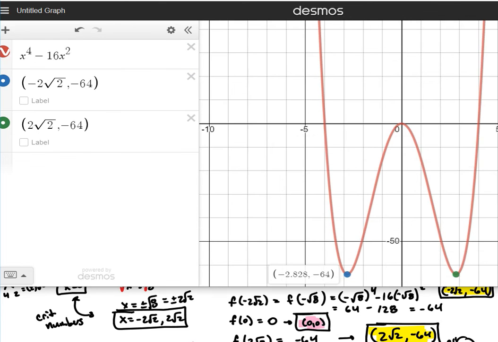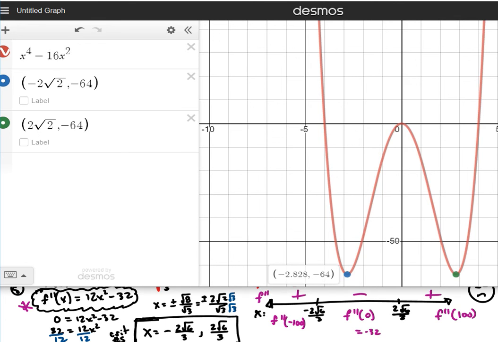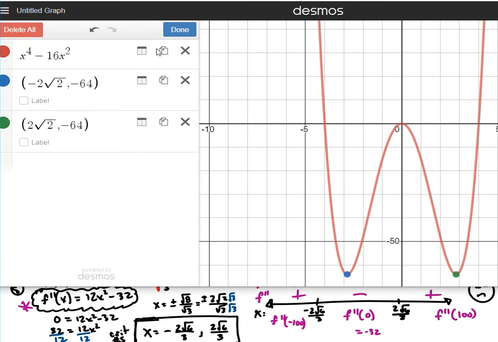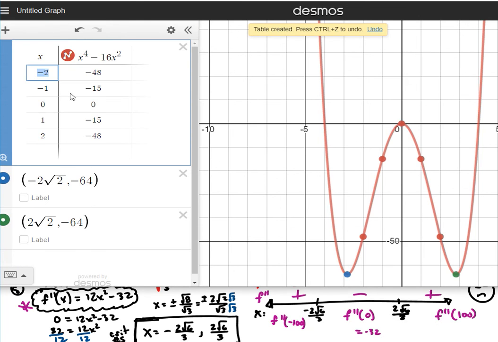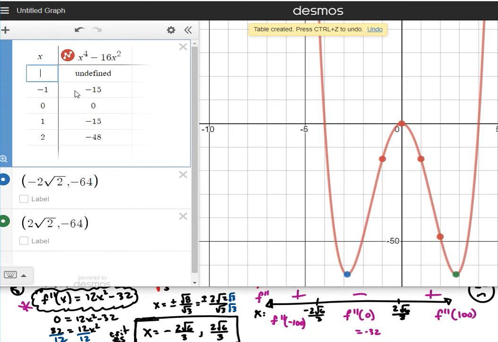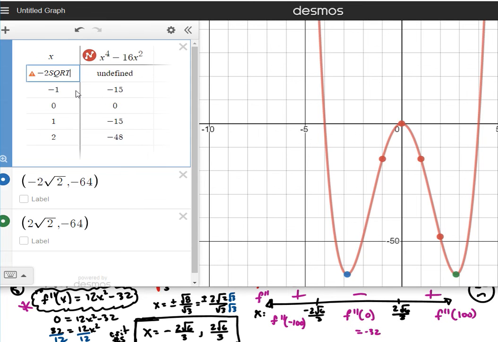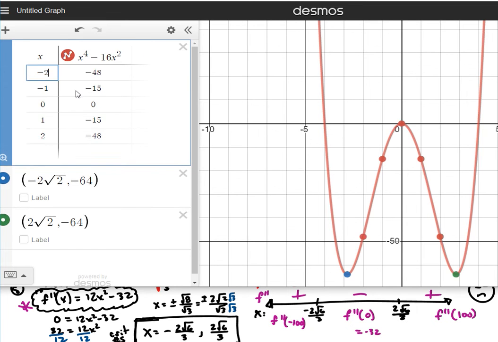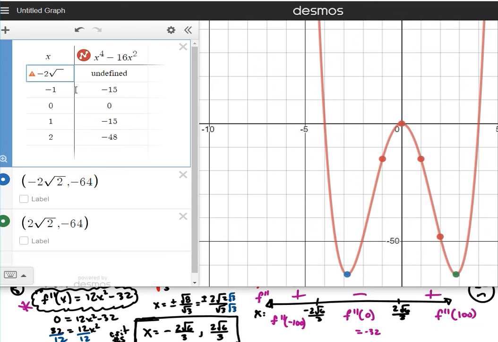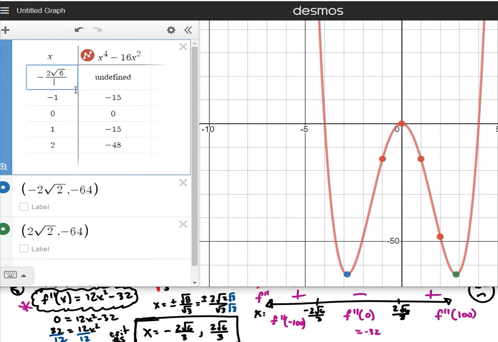All right, and then now I want to plug in what I have for the inflection x coordinate, that negative 2 root 6 over 3. I'm going to use the table for that. Let me go to convert to table. Yeah, that's what I want. So let me plug in the negative 2 square root, will it let me? There it goes. Square root of 6, and then divided by 3. There it is right there.